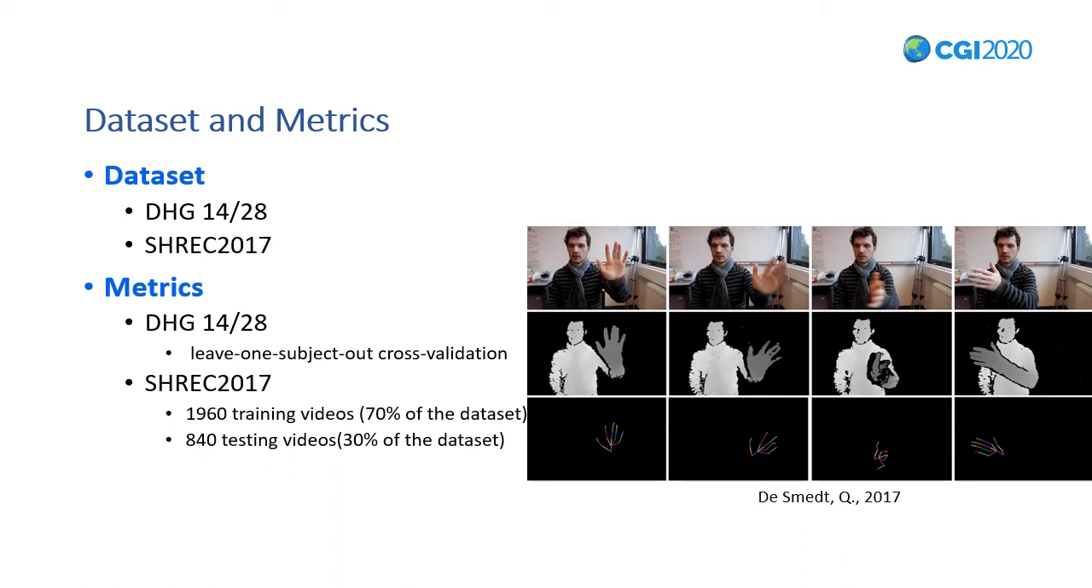For DHG, models are evaluated by using the leave one subject out cross-validation strategy. In each experiment, 19 subjects are used for training and 1 subject is used for testing. For SHREC 2017, the videos have been divided into 1,960 training videos and 840 testing videos. We report the accuracy of 14 gestures and the accuracy of 28 gestures for both datasets.